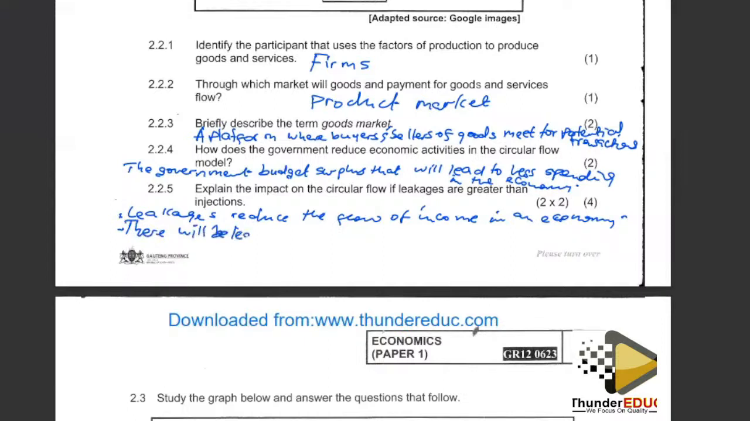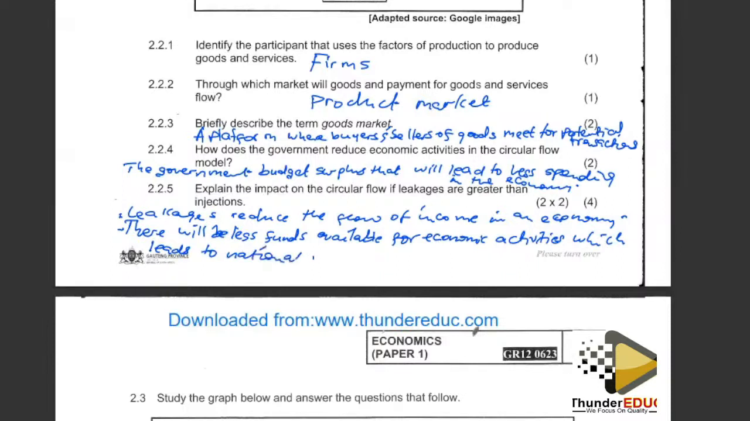less funds available for economic activities, which leads to national income decrease.